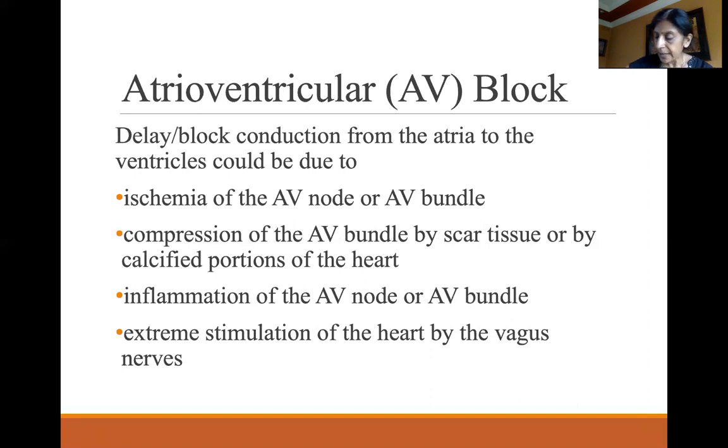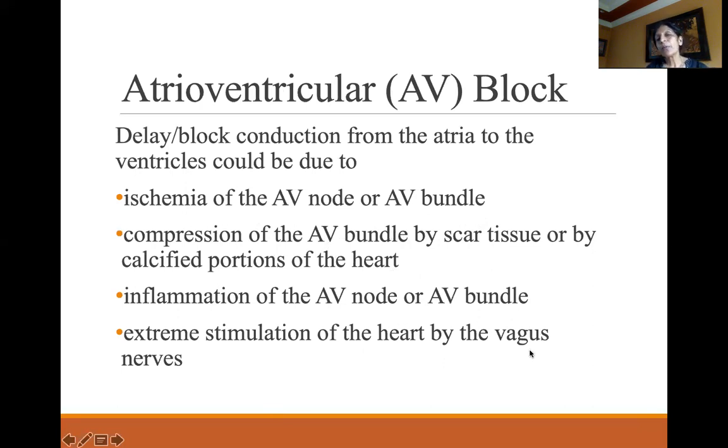Okay, so because of the AV node blockade, there would be disruption in the transmission of electrical signal. So that AV block could delay or completely block conduction from the atria to the ventricles. What could cause this is ischemia of the AV node or the AV bundle, compression of the AV bundle by scar tissue or by calcified portions of the heart, inflammation of the AV node or AV bundle, or extreme stimulation of the heart by the vagus nerves, that is parasympathetic activation.